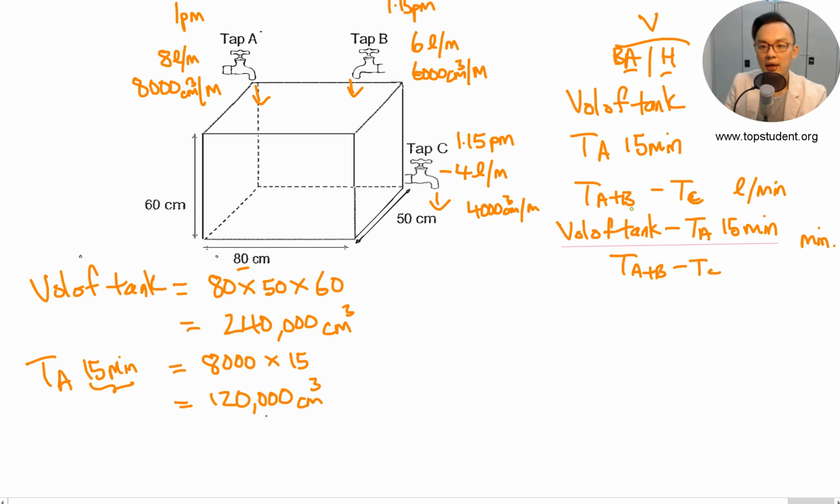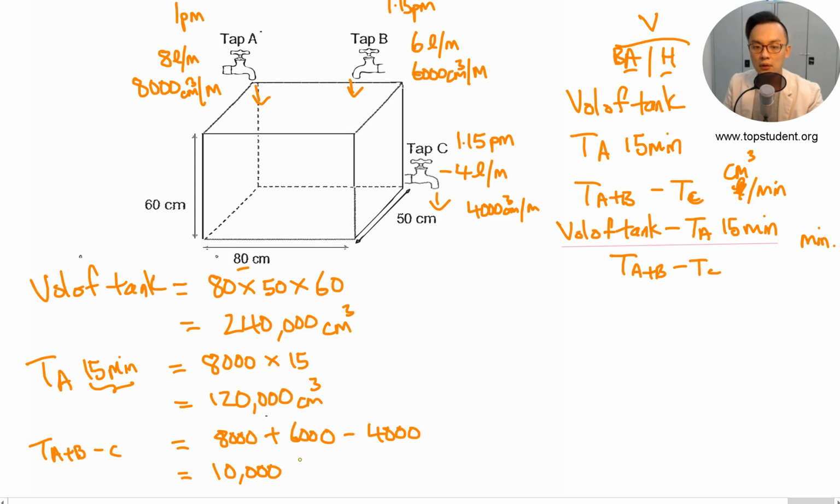So I want to find tap A and B minus away C, in cubic centimeters per minute, not liters per minute. So tap A plus B minus C is equals to A, it's 8,000, plus B is 6,000, minus C is 4,000, equals 10,000 cubic centimeters per minute. Alright, if you don't know, because A and B are adding water into the tank, that's why it's positive. So it's positive 8,000 plus positive 6,000. C is water coming out, so that's why it's negative 4,000. So overall, I have an addition of 10,000 cubic centimeters per minute.